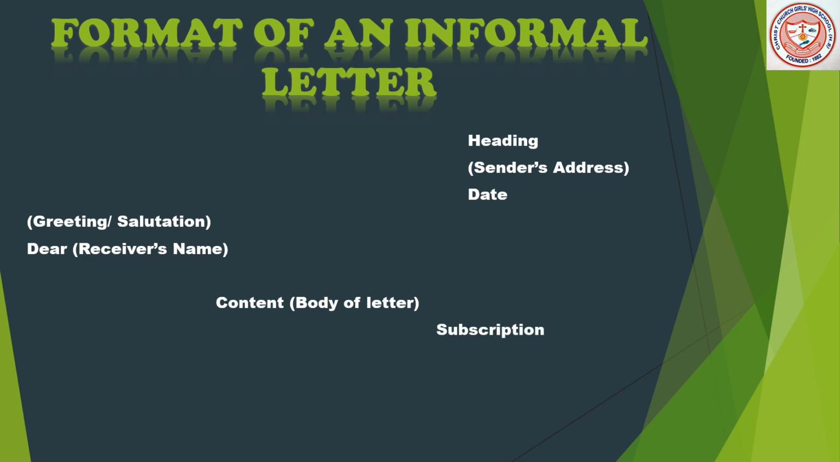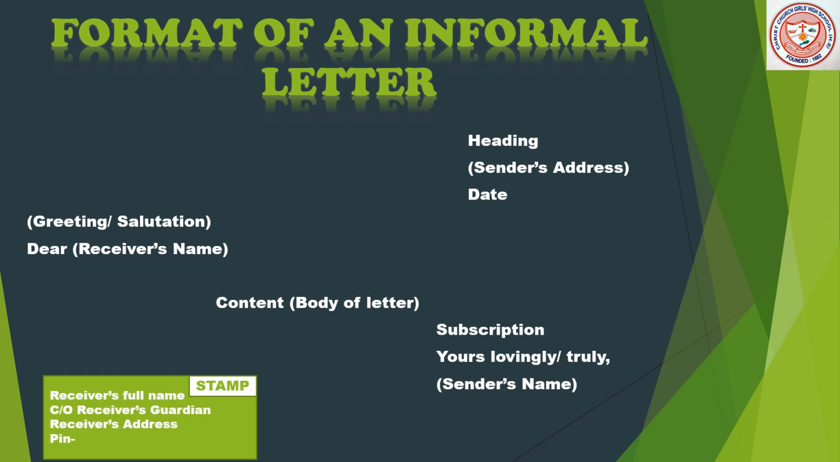Next, after finishing the body of the letter, we have to write down the subscription. That means yours lovingly, truly. That means sender's name. After mentioning the subscription, we have to write down the receiver's full name. The receiver means to whom we are writing the letter. So you can see in this format that in the receiver's address portion, we have written one word over here, that is stamp, and after this the line is written receiver's full name. Second one is care of receiver's guardian, that means the name of the guardian of the receiver. After that, receiver's address, and the last one is PIN. So the format is clear, students?